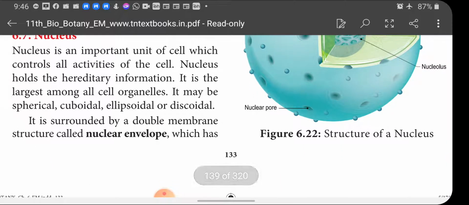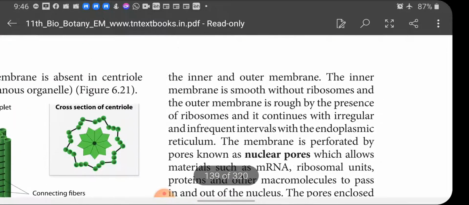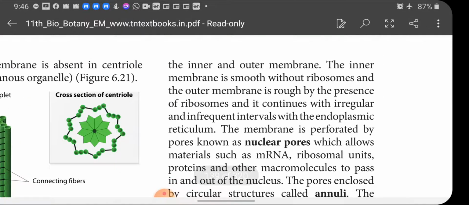The nucleus is surrounded by a double membrane called the nuclear envelope, which has an inner and outer membrane. The inner membrane is smooth without ribosomes, and the outer membrane is rough due to the presence of ribosomes, and it continues at irregular and infrequent intervals with the endoplasmic reticulum. The membrane is perforated by pores known as nuclear pores, which allow materials such as mRNA, ribosomal units, proteins and other macromolecules to pass in and out of the nucleus.